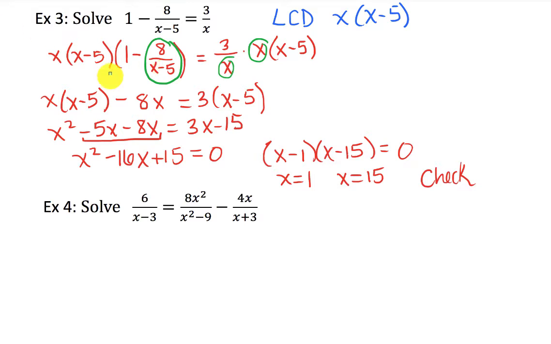Now don't forget to go back and check by substituting x equals 1 into the original and x equals 15 into the original. And it turns out that both of these solutions are acceptable and valid. So 1 and 15 are both of our solutions here.